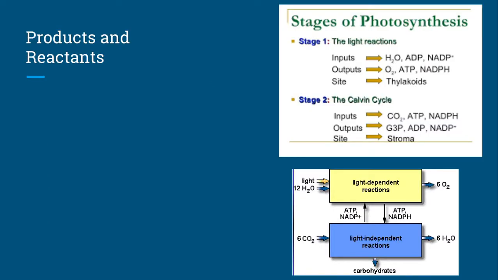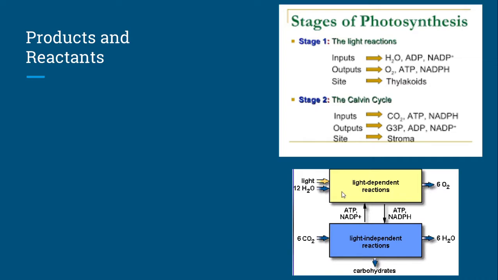So the light reaction starts off with water, ADP, and NADP+, and outputs oxygen, ATP, and NADPH at the thylakoid, specifically in the thylakoid membrane. The Calvin cycle needs carbon dioxide, ATP and NADPH created from the light reactions, and outputs G3P, ADP, and NADP+. G3P helps in creating glucose and restarting the Calvin cycle, and the ADP and NADP+ are recycled again for light reactions, and this takes place at the stroma.